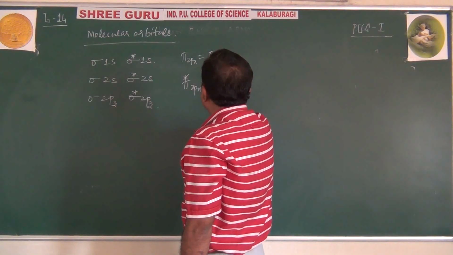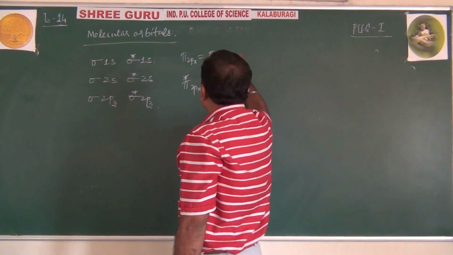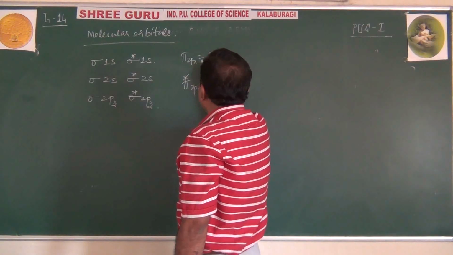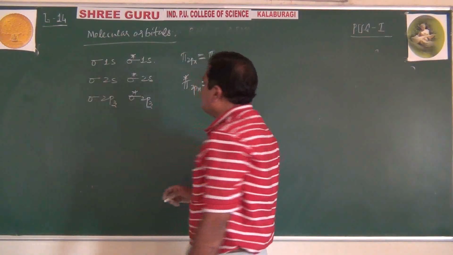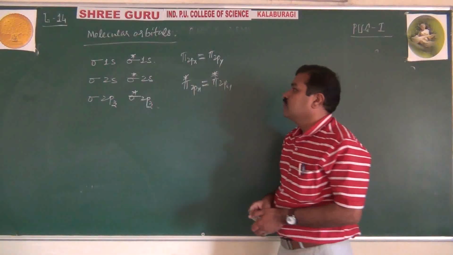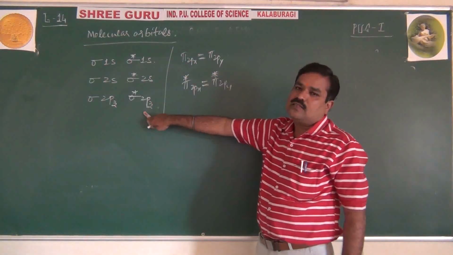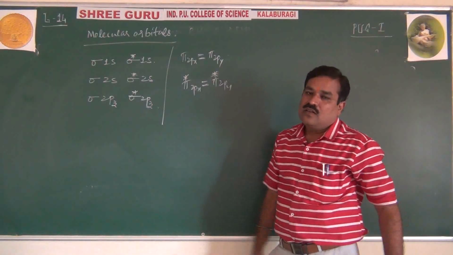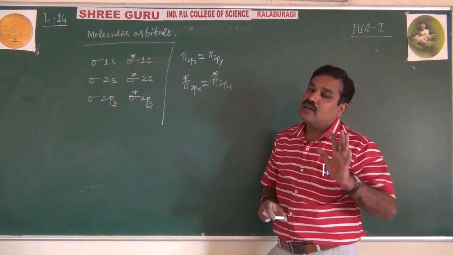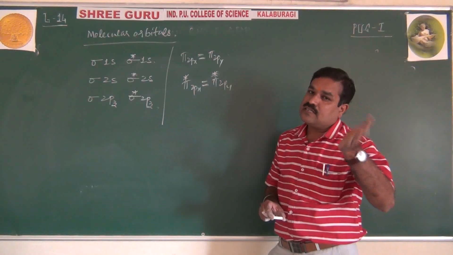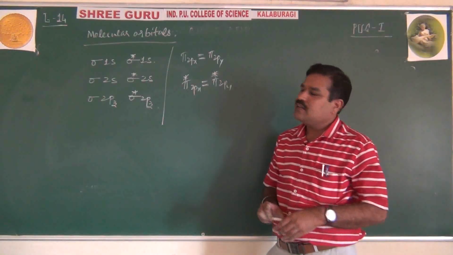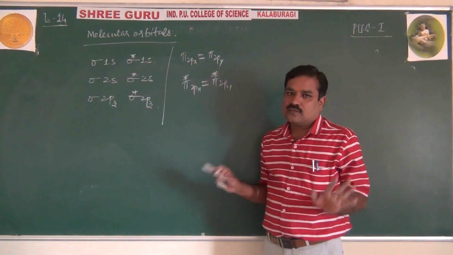Remember, this is star, anti-bonding. Why are we adding an equal sign? Because they have the same energy. I am repeating, these are the various molecular orbitals: sigma molecular orbitals and pi molecular orbitals. You do not write them like atomic electronic configuration 1s, 2s, 2p, 3s, 3p. Here, these are the only available orbitals.